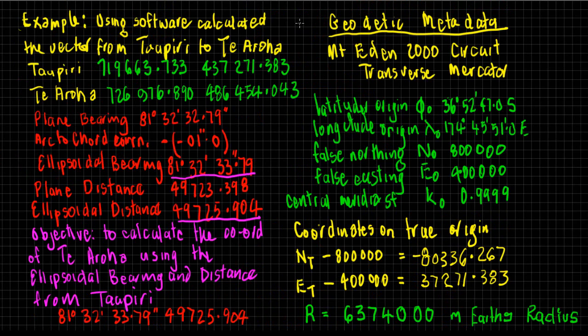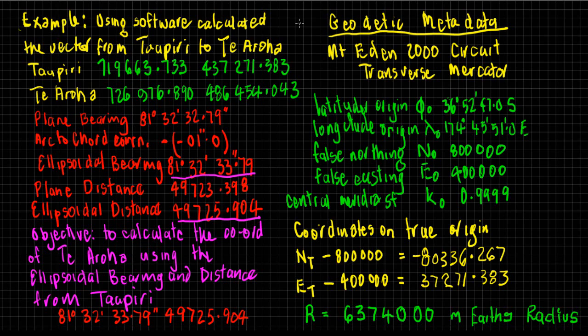Right, now here's an example we're going to use. What I've done here, using software, is calculate the vector from trig Taupri to Te Aroha. These are two trigs that were used as part of the first major triangulation of New Zealand, so I was quite sure that they were a reasonable distance apart and that they had quite good coordinate values. Using survey software, of course, because we've got good coordinates at each end, we can do this.